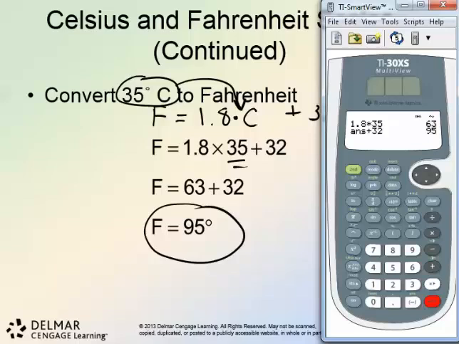And your calculator is pretty smart. You could have also just gone 1.8 times 35 plus 32 in one step and got 95 as well. Your calculator knows the order of operations there to multiply before it adds.